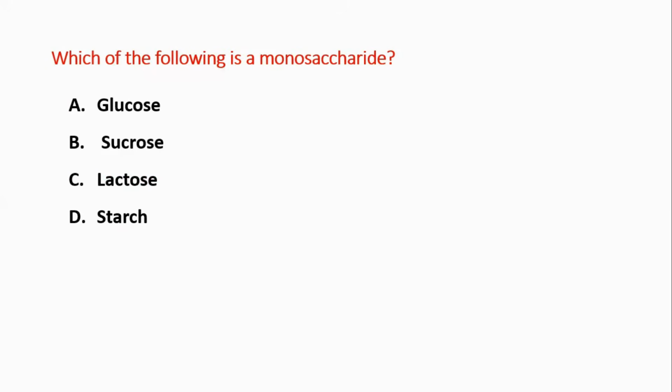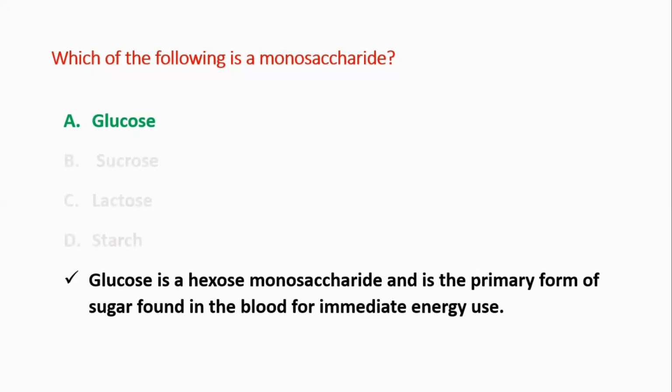Which of the following is a monosaccharide? The options are glucose, sucrose, lactose, and starch. And the right answer is glucose. It is the main circulating sugar in the blood.